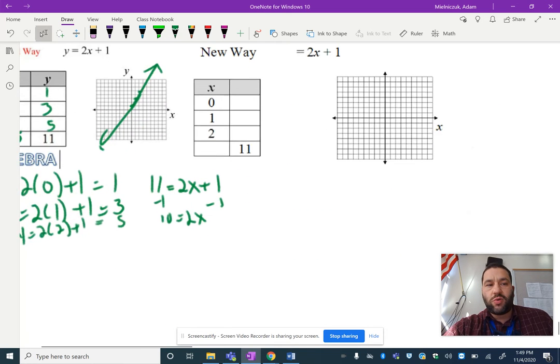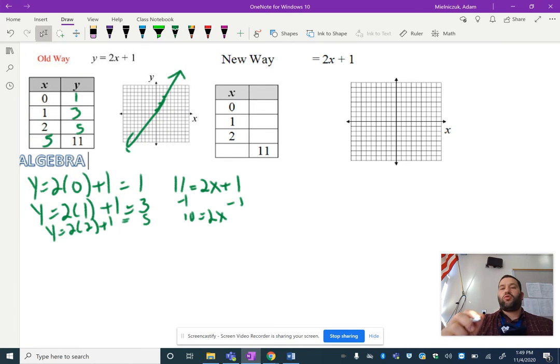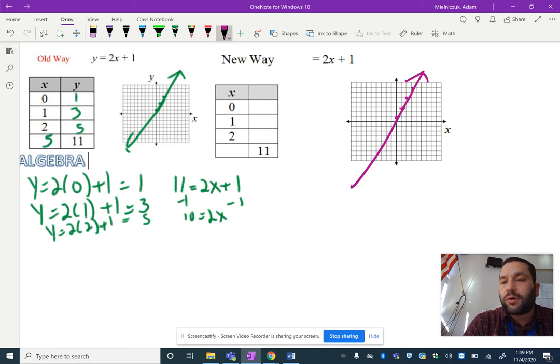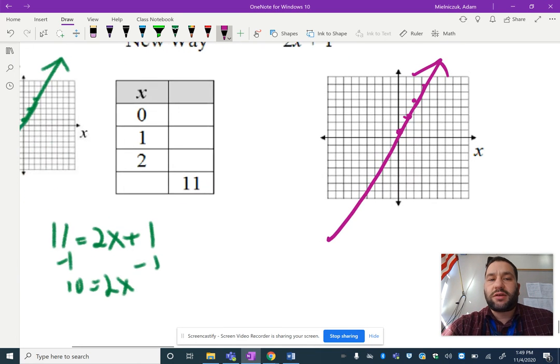So for the new way, what we would do is we'd graph our equation by starting at 1 and then going up 2 to the right 1, up 2 to the right 1, up 2 to the right 1, and we'd connect with our line. Okay? And the reason we do that is because then we can easily just fill in our table.